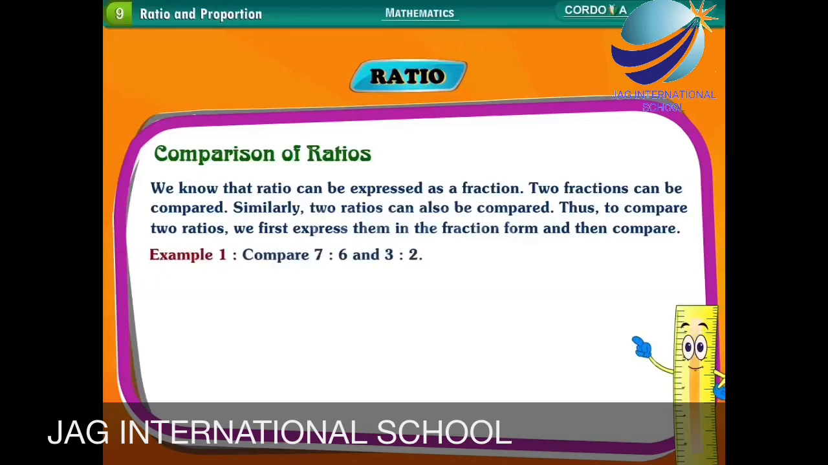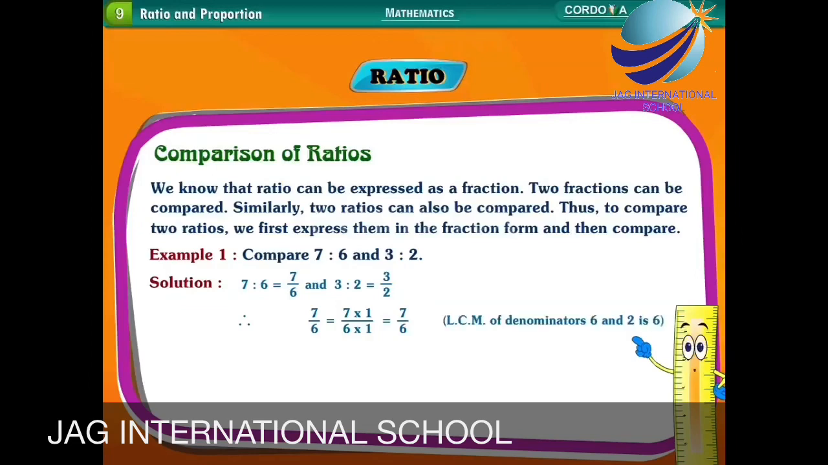Example 1. Compare 7:6 and 3:2. Solution. 7:6 is equal to 7 upon 6 and 3:2 is equal to 3 upon 2. Therefore, 7 upon 6 is equal to 7 into 1 upon 6 into 1, which is equal to 7 upon 6. LCM of denominators 6 and 2 is 6. 3 upon 2 is equal to 3 into 3 upon 2 into 3, which is equal to 9 upon 6. Now, 9 upon 6 is greater than 7 upon 6. Since 9 is greater than 7, this implies 3:2 is greater than 7:6.